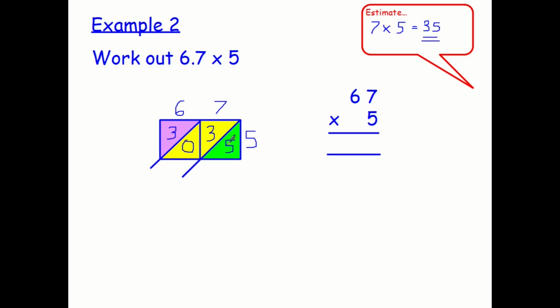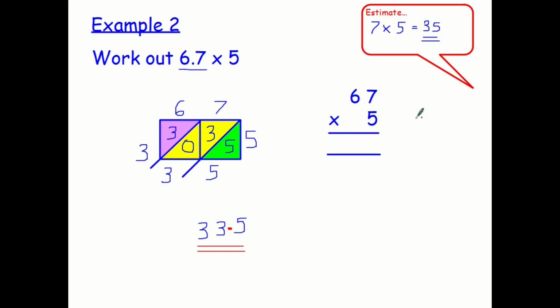And now I add along the diagonals. So add along the greens, which is 5. Add along the yellows, 3 plus 0 is just 3. And add along the purples, that's just 3. So there I have it. The digits of my answer are 3, 3, 5. But that's not my final answer because remember I did 6.7, not 67 like I did here. So I'm going to go back to my estimate, which was 35. Where would I put a decimal point to give me something in the region of 35? Well, I'd have to put the decimal point here because that gives me a number closest to 35.